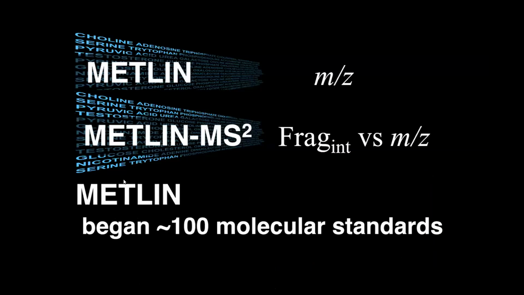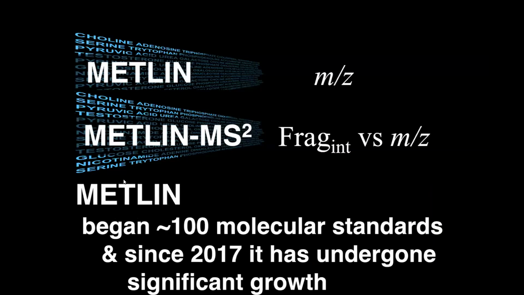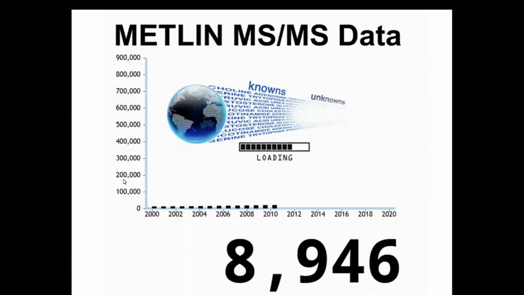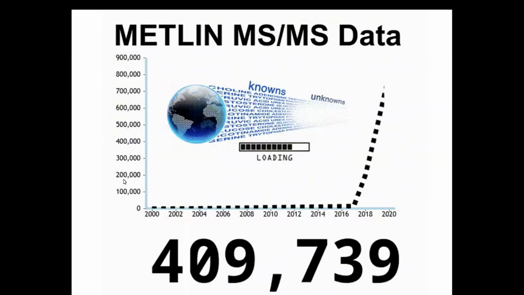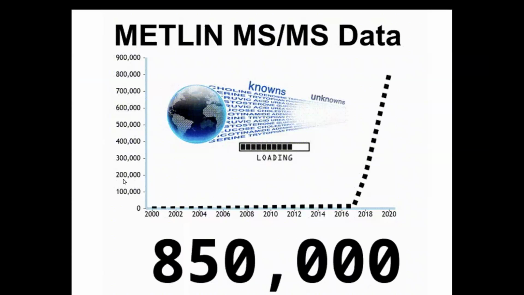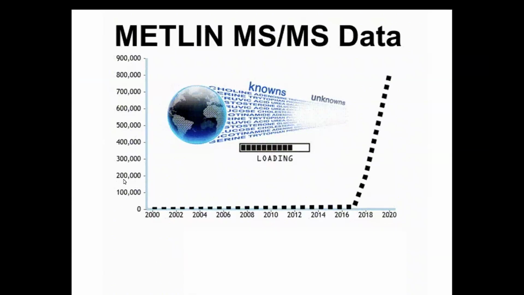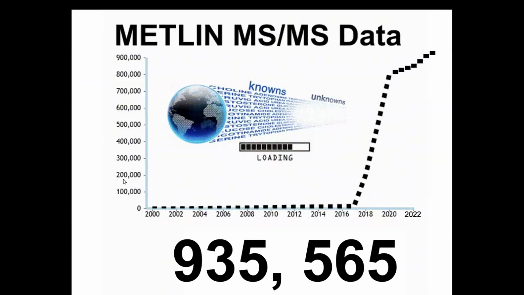So we began with roughly 100 molecular standards. And since 2017, it's really undergone significant growth. As of roughly 2020 or 2021, we were up to about 850,000. Now we are at 935,565. Is that the accurate number, Winnie? Yeah. Okay. It might be 935,566. I'm not sure.